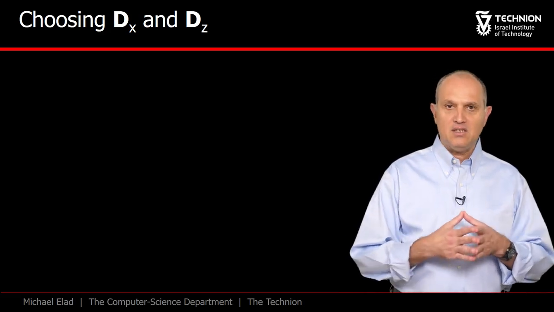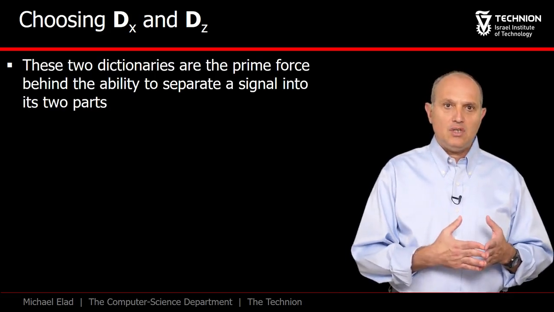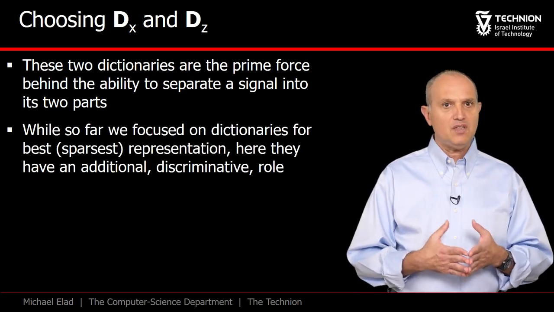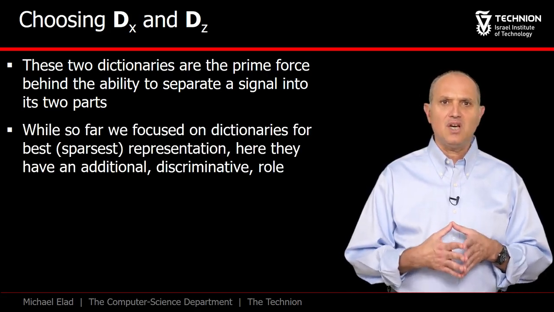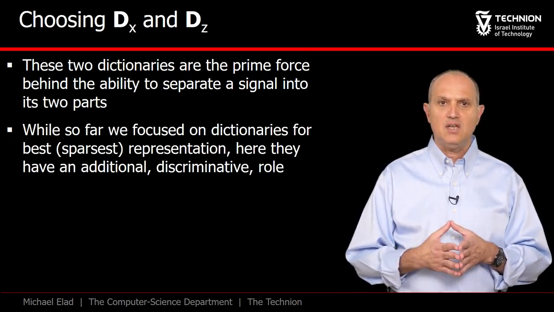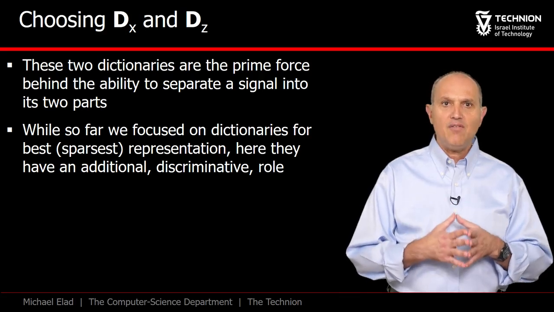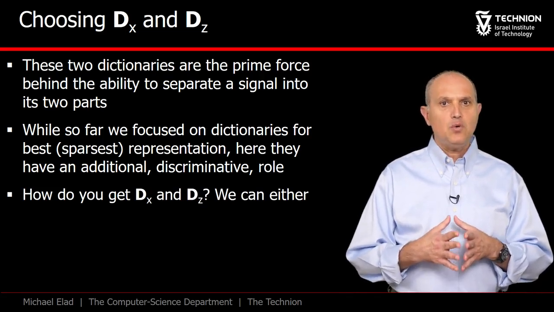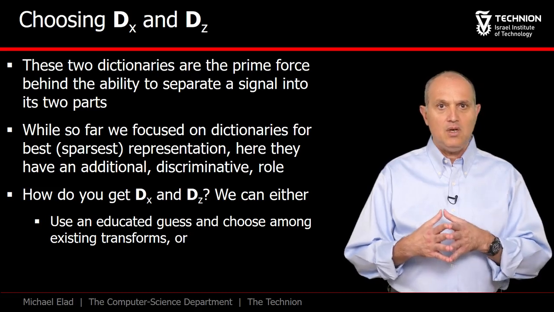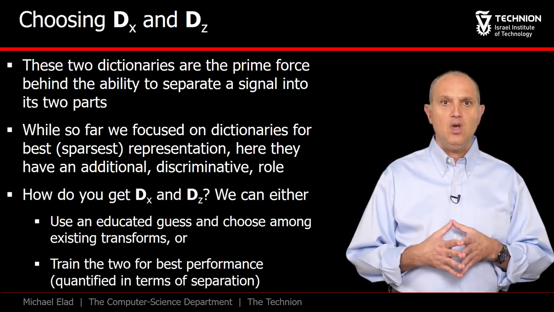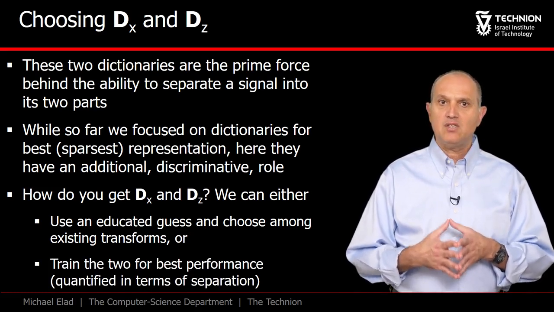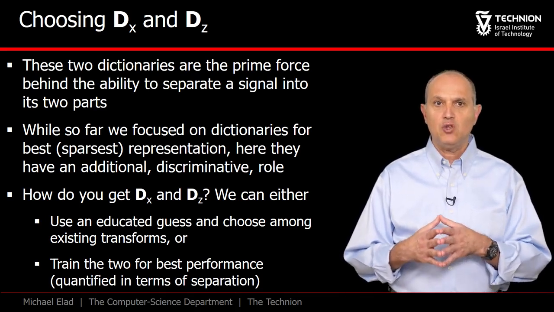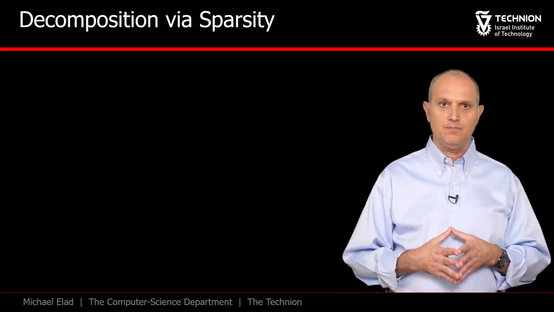How do we get Dx and Dz? Clearly, their content is critical for the success of the separation that is about to come. Observe that these dictionaries carry in them more than just the representation capability for a set of signals as described so far. They should have the ability to distinguish between two sources. In trying to choose these dictionaries, we could either use educated guesses, as we will do shortly, picking well-known transforms, or learn them in a way that optimizes the separation performance. Surprisingly, very few works exist which took the second option, perhaps due to its complexity.